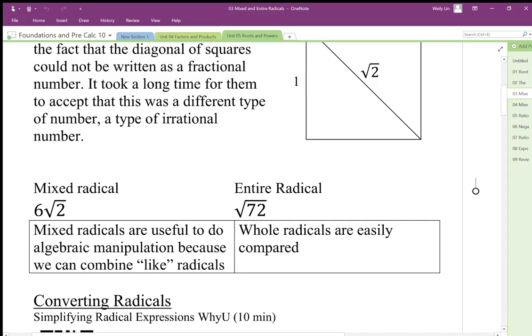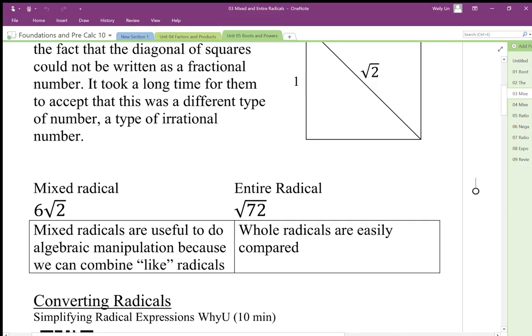There are different times when we would use these. Mixed radicals are useful when we do algebraic manipulations because we want to see what the lowest term radical is. What we can then find out is whether we have what we call like radicals, and if we have like radicals, we can combine them, just like we can with like terms.